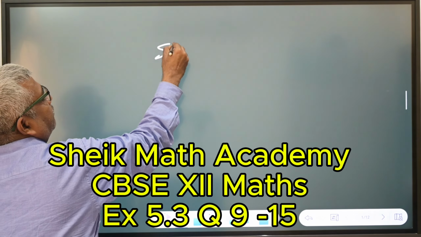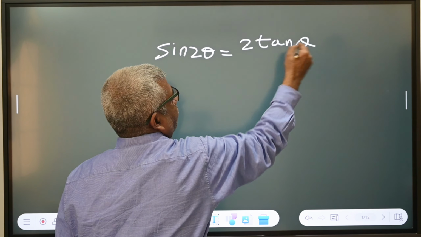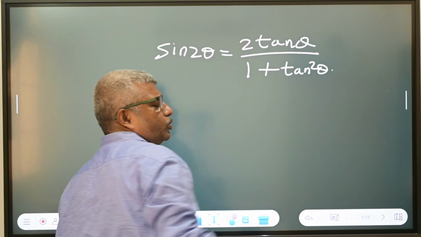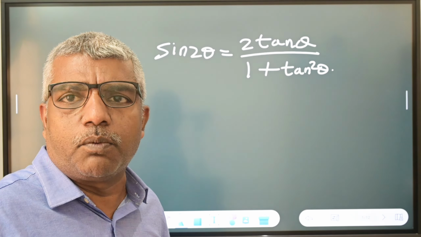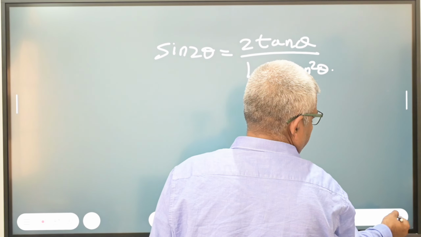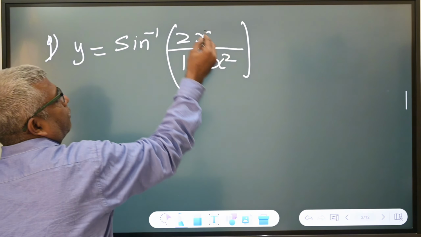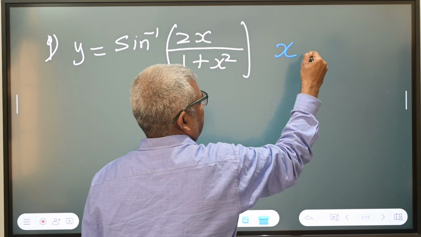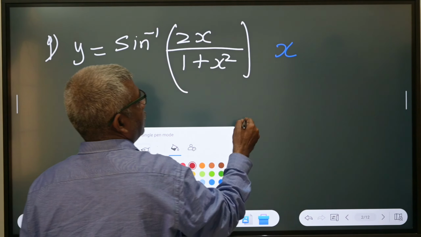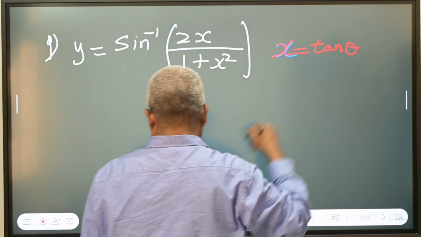Sin 2 theta equal to 2 tan theta over 1 plus tan square theta. Sin 2 theta is also 2 sin theta cos theta, but that will not be useful here. Here you see 2 tan theta over 1 plus tan square theta. Instead of x you put tan theta. So what will come?